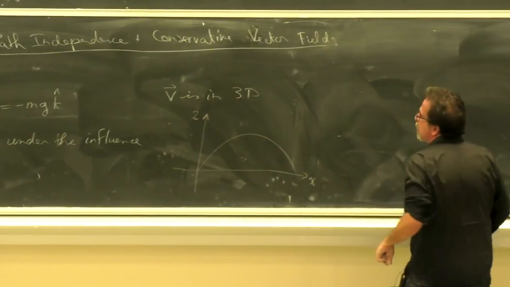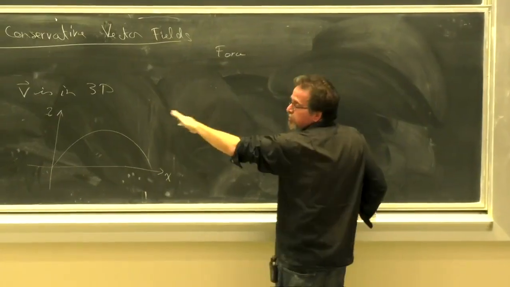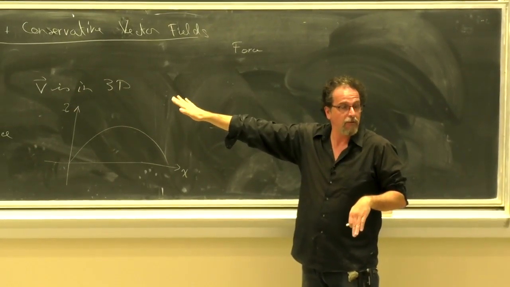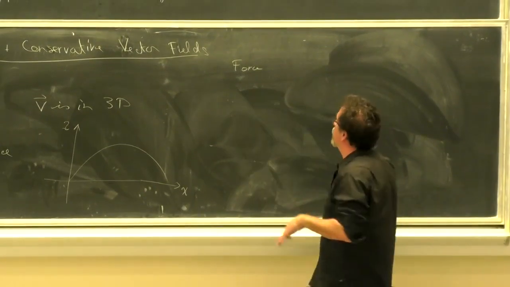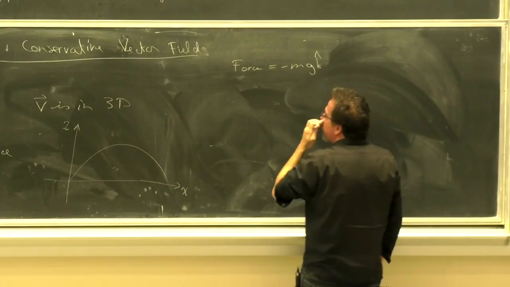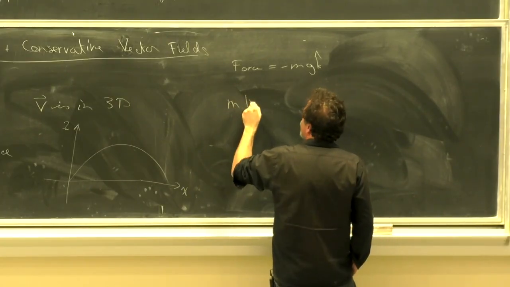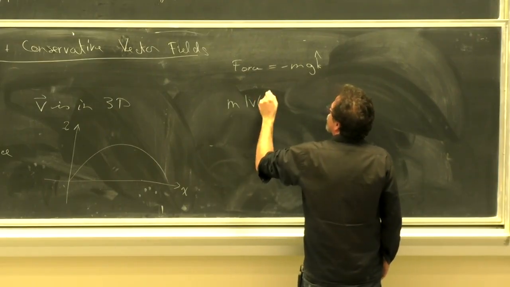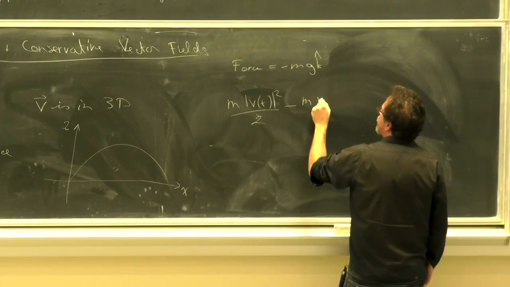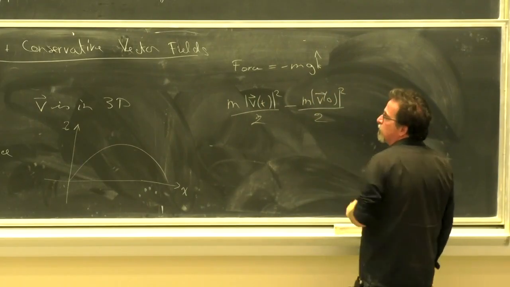Okay? Now, we constructed the work function for this. What did we do to do work? Well, we took the dot product of the left-hand side with v. So the force is negative mgk hat. And we showed that when you dot product with v, you get m times magnitude of v of t squared divided by 2 minus m times v vector of 0 squared divided by 2.